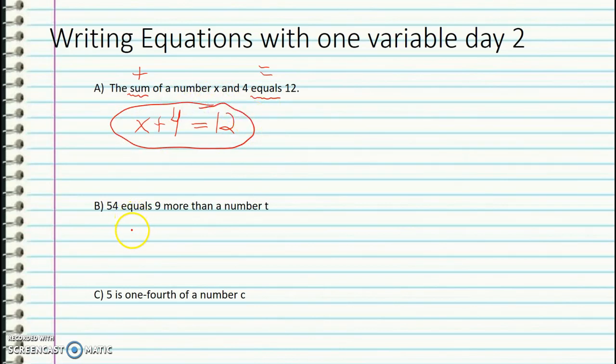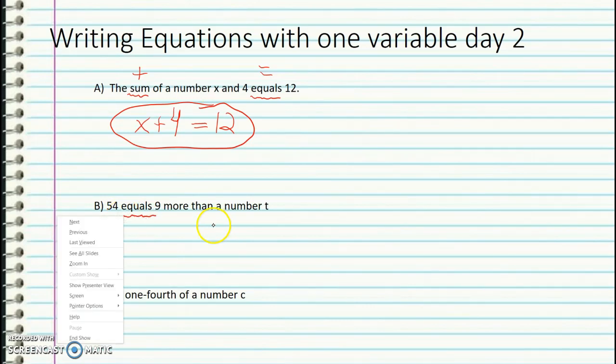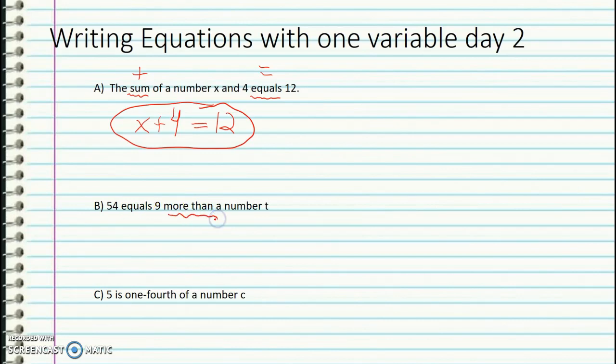This next one, B, is 54 equals 9 more than a number, t. So we have equals. More than means plus. And then we just write it as we read it. 54 equals 9 plus t.